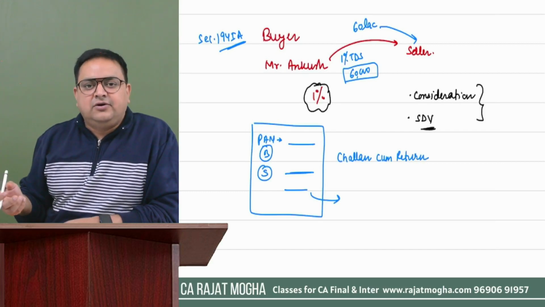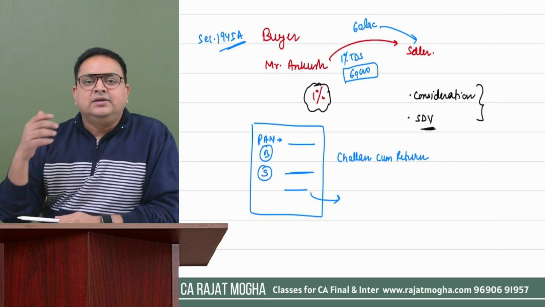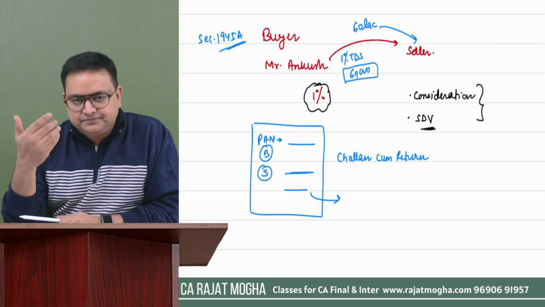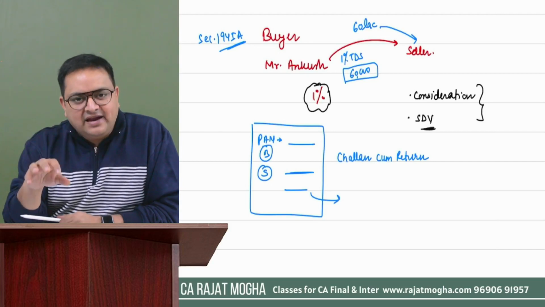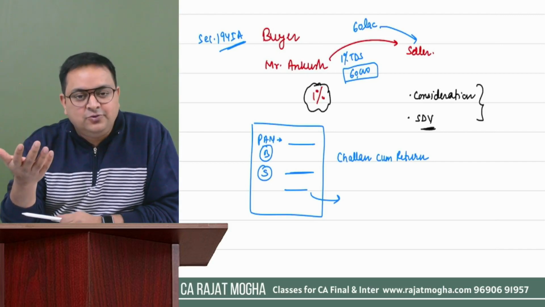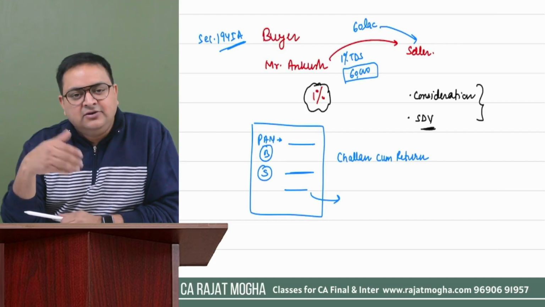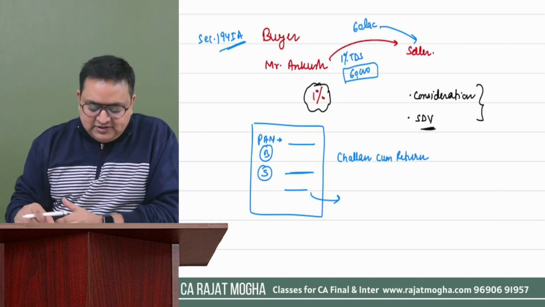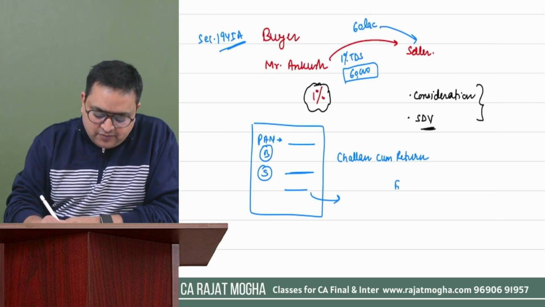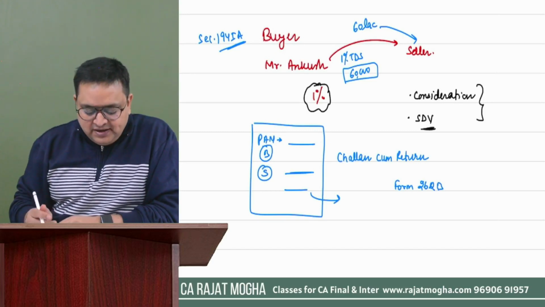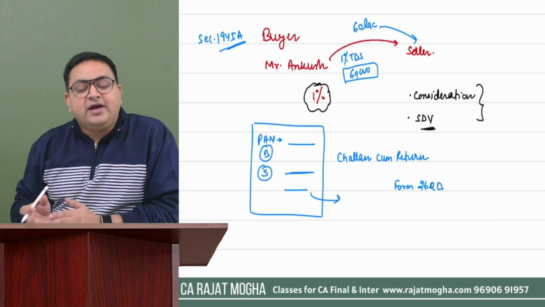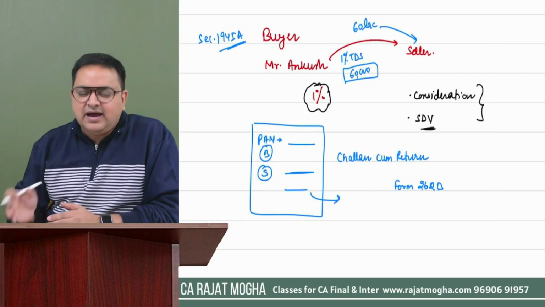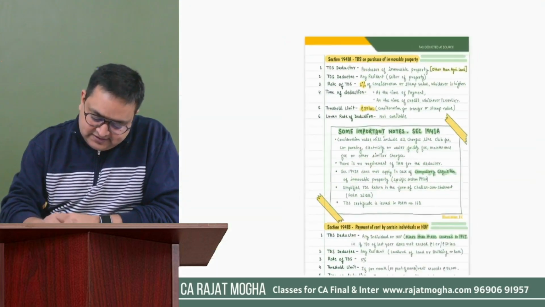Later, at the end of this lecture, I'll tell you that there are different types of TDS returns. Just listen for now: 24Q is for salary. For other than salary, it is 26Q, which is the TDS return form. In this case it is a very simple process. This challan cum return is known as form 26QB. In 194IB it is 26QC. In 194M it will be 26QD.